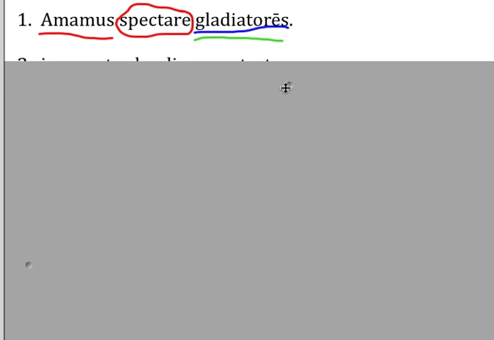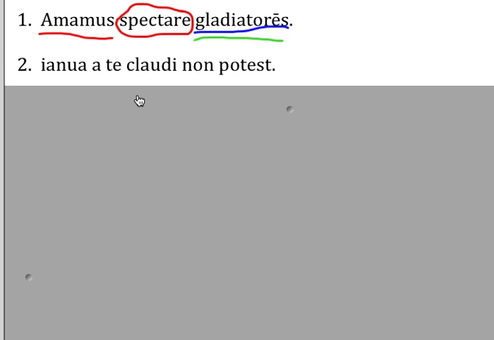That was easy. Number two, I've got a main verb right here in potest. I've got an infinitive, though admittedly a tough to spot one in claudi. This comes from the second principal part, claudere, where we drop the ere and put in an i. That's a present passive infinitive. I note the t here, which means I'm looking for a singular nominative. And boom, there's one right there, ianua.